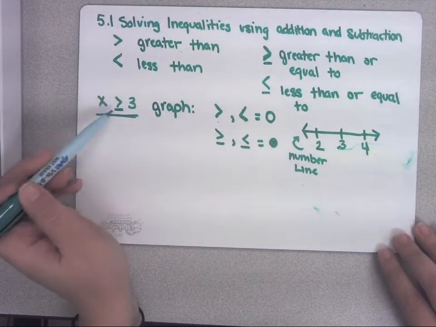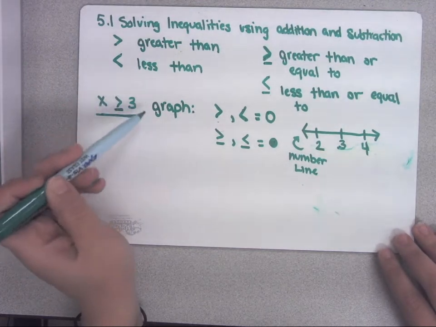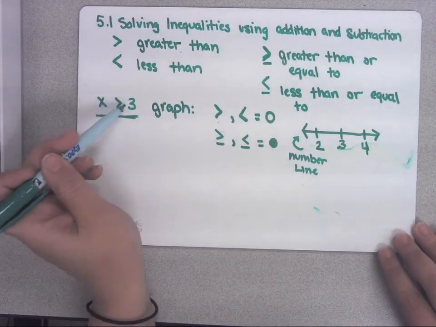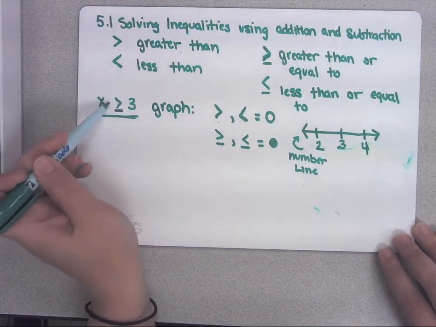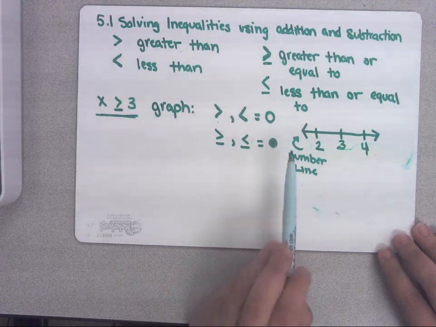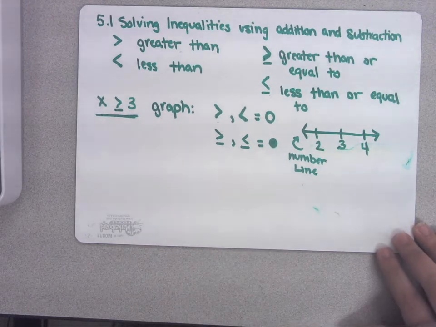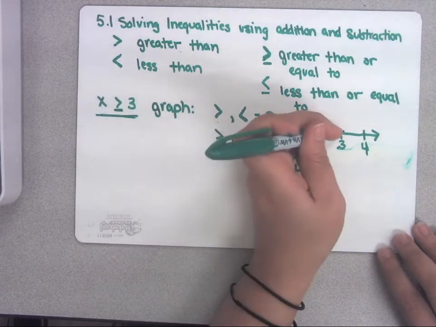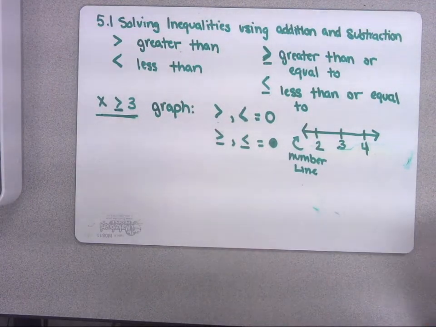Okay, so if we wanted to graph this guy right here as a practice, we have 3 in the middle. This inequality sign. What kind of circle are we going to use? An open one or a closed one? A closed one. When we use a closed one, we are going to draw it on the number line.